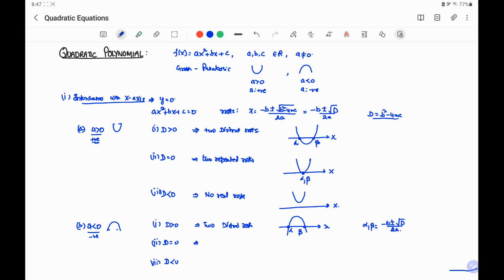When D equals 0, then there are repeated roots, and the graph will touch the x-axis at a point. This point has the repeated roots alpha and beta, and because the discriminant is 0, the roots will be −b/2a. Third is D less than 0. It refers to no real root. That means the graph does not intersect the x-axis, and it is completely below the x-axis, and we can say the roots are non-real roots, or imaginary roots.